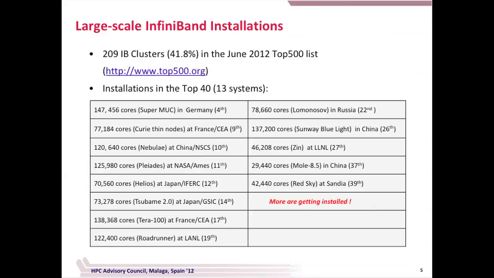And of course, within those clusters, InfiniBand is also getting big momentum. Here we see almost 209 clusters in the latest list, close to 42%. And in the top 40 itself, there are 13 systems, starting from Germany with 147,000 cores, all the way to China, and then France, and also the US. So it is becoming very common to deploy 100,000-core systems with InfiniBand. These clusters are gaining a lot of momentum to become strong players in the Exascale world.